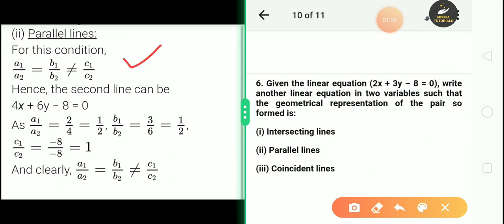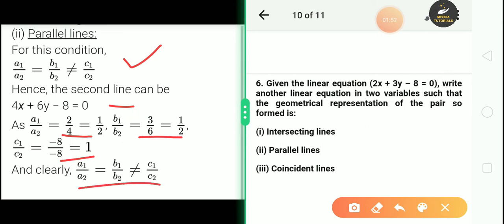So taking the equation 4x plus 6y minus 8 is equal to 0. Now checking the ratios, a1 upon a2 is 2 upon 4, which is 1 upon 2. b1 upon b2 is 3 upon 6, which is also 1 upon 2. And c1 upon c2 is minus 8 upon minus 8, which is 1. So we got a1 upon a2 is equal to b1 upon b2, but not equal to c1 upon c2.